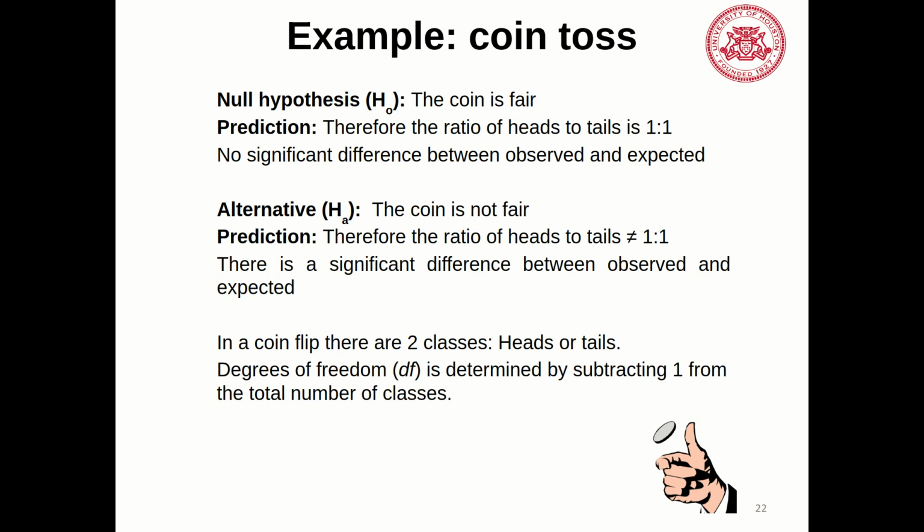All right. And here's how you determine your degrees of freedom. There were two choices, heads or tails. Minus 1 is 1. All right.